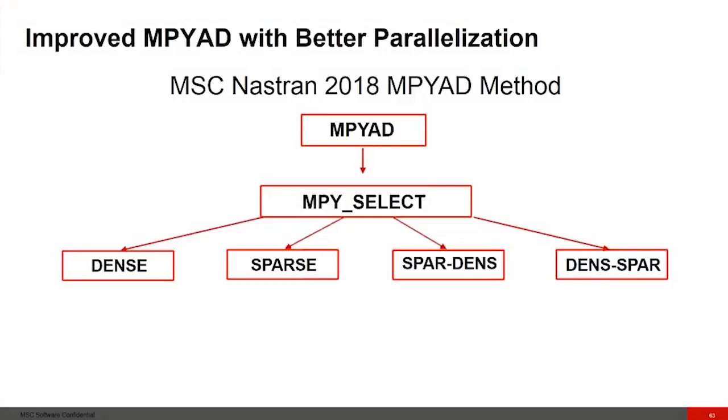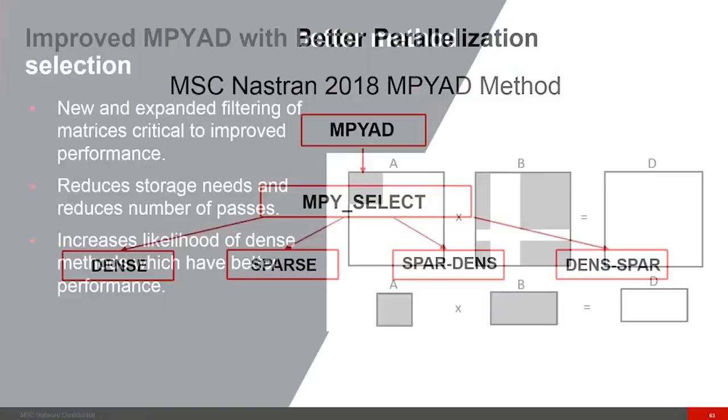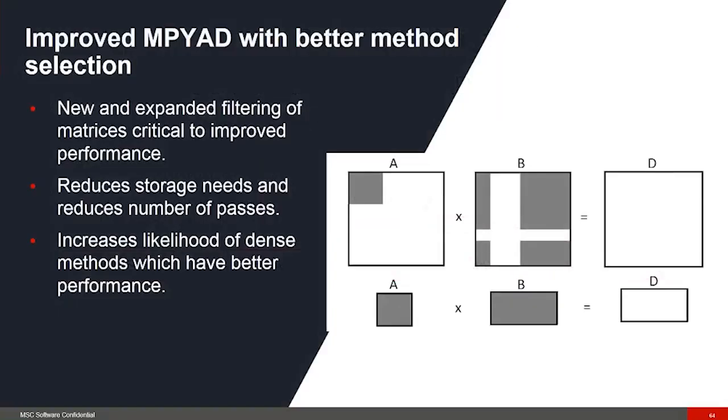But before, we had some older methods for the MPYAD. MPYAD is the module inside Nastran that takes care of the matrix multiplication and addition and does the matrix solution. And we have added a new method, so we totally rewrote the MPYAD to provide better performance. A performance gain of up to 5 times can be seen with many models using the new rewritten MPYAD.